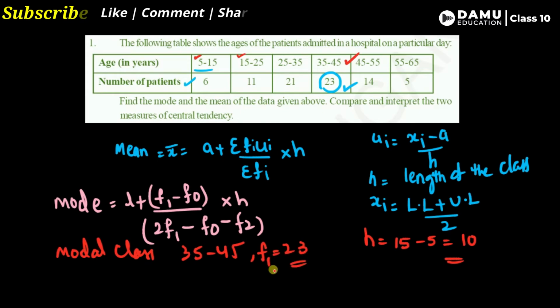The frequency of the modal class is f1. We are going to explain f1 clearly later. First we are going to calculate the mean.